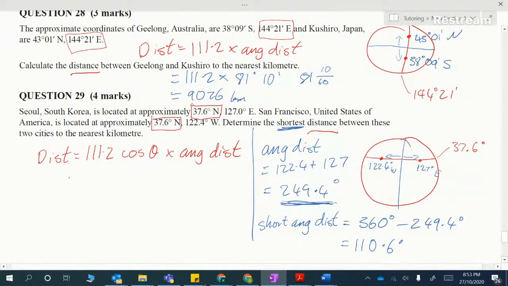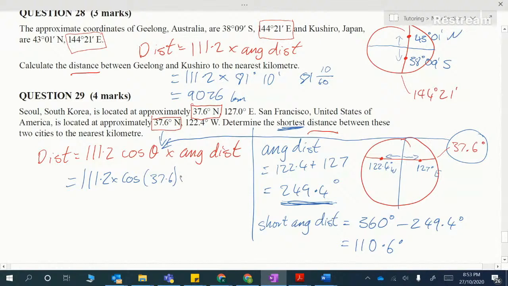Now I can substitute all that into my formula. So that's 111.2 times cos theta, where theta is the latitude. I think your calculators put that in with a bracket. Pop all that into your calculator and you get, hang on, we also want the nearest kilometer. So if I round that to the nearest kilometer, I get 9744 kilometers is my final answer there.